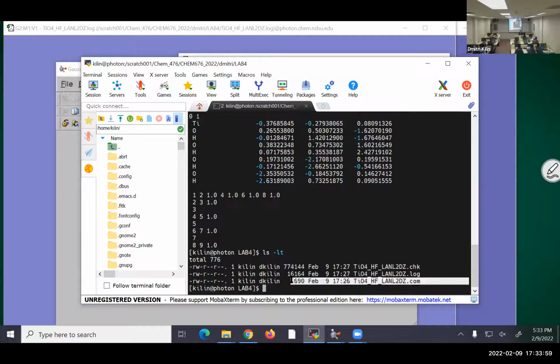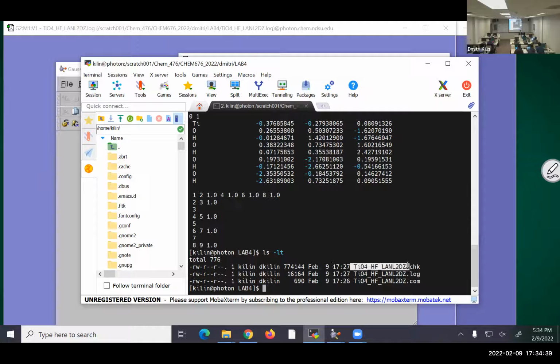This file is the smallest. So this fifth column shows the size of the file. 690 symbols, a very small file. The next file has the extension .log and it records anything that Gaussian is doing while going through the calculation, and it writes there all useful answers, whatever we request. Specifically, it should show total energy. Specifically, it should show the energies of orbitals.